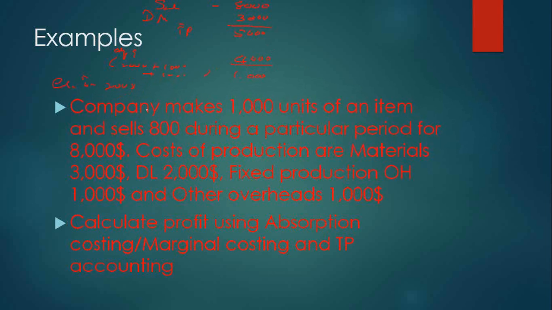200 units will be valued only at the direct material cost. Direct material cost per unit is $3, because for 1,000 units they have spent 3,000. So 3 into 200 you will add up, that is the only thing you can add to the closing stock, and your profit will be 1,600. So on throughput, your profit is 1,600. Clear?